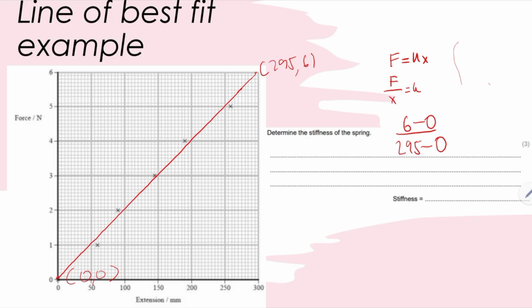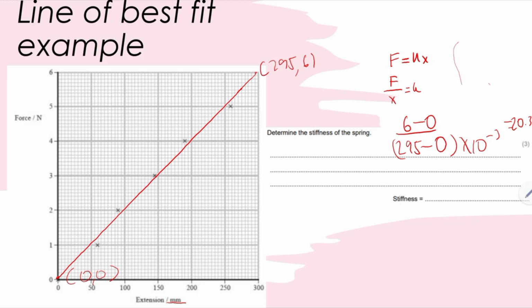295 minus 0. But we can see that the extension is in millimeters, but we have to change that to meters. So to go from millimeters to meters, we have to times it by 10 to the power minus 3. And when we do that, we get 20.3. But we mustn't forget the units.